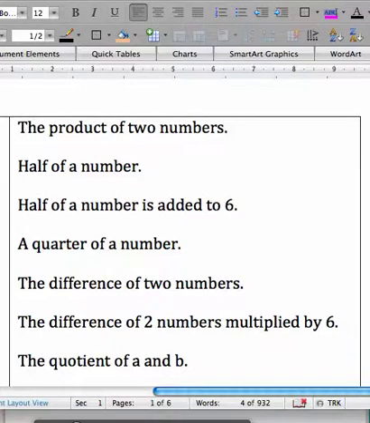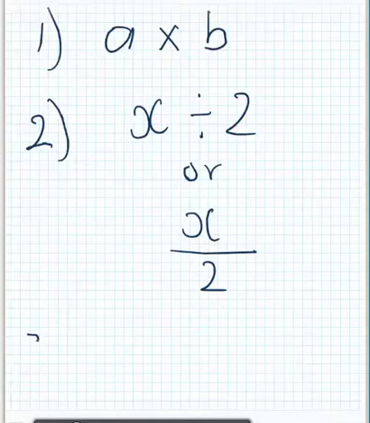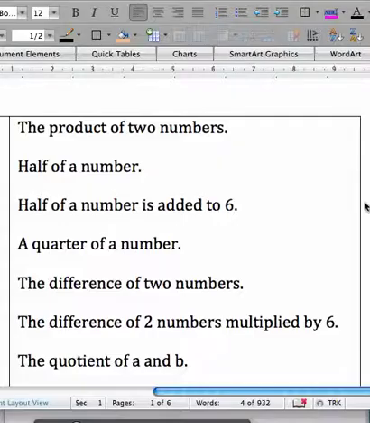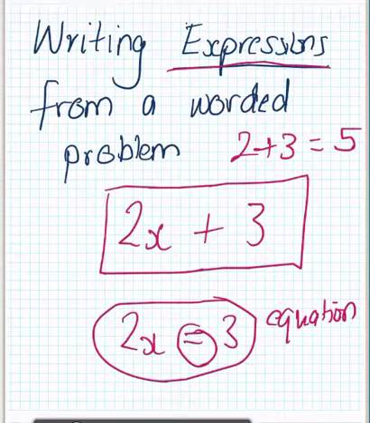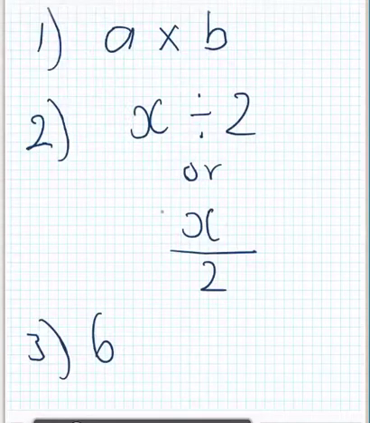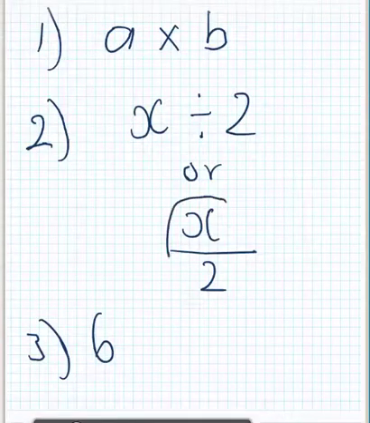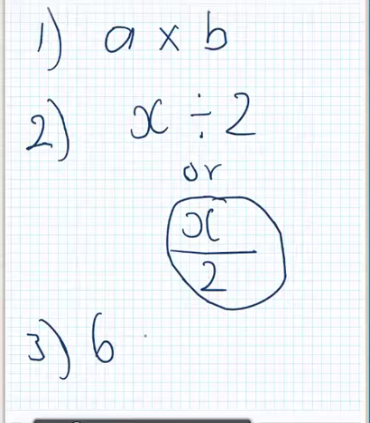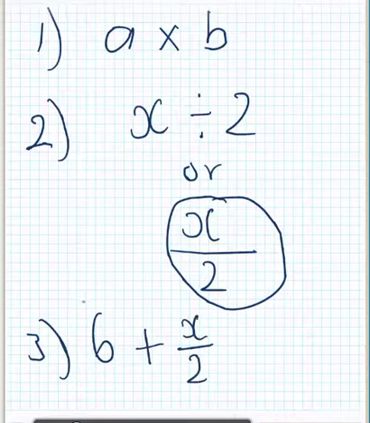Half a number is added to 6. So once again, what was first? Half a number is added to 6. Okay, so it means we're adding it to 6. So 6 comes first. So for the third one, we've got 6. And then half a number added to 6. How do we write half a number again? We can use this. So added means plus x over 2. Done. There's the expression for this one.